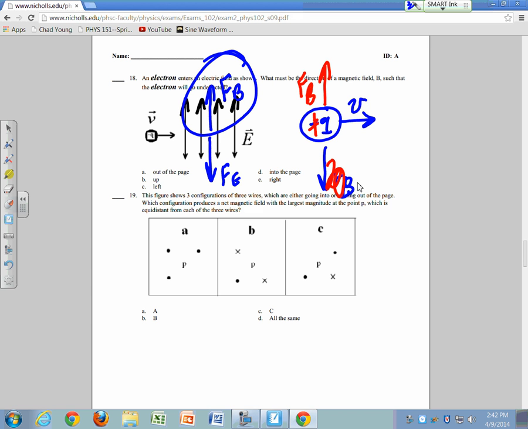Can I just do another example that takes less time? All right, so let's say, for example, you have two wires that are into the page like that. And I just ask you, I'm not saying this is on the test, I'm just making this up right here. What is the magnetic field at that point? We'll call it P.